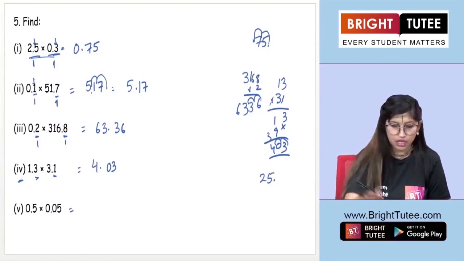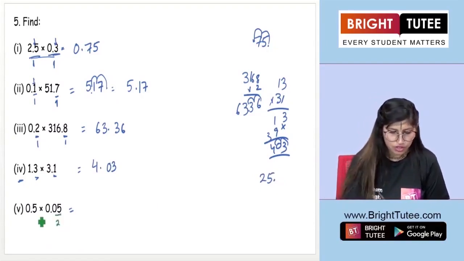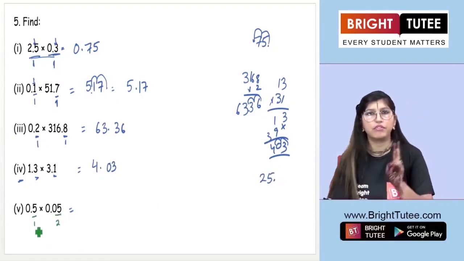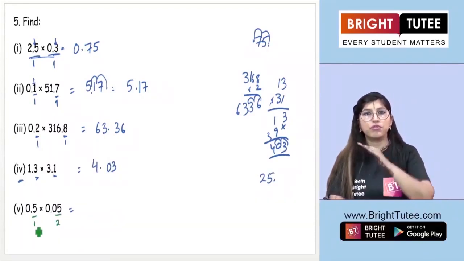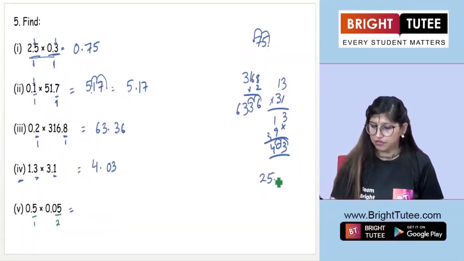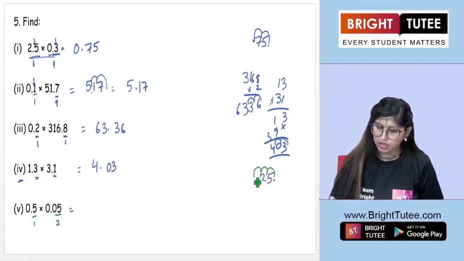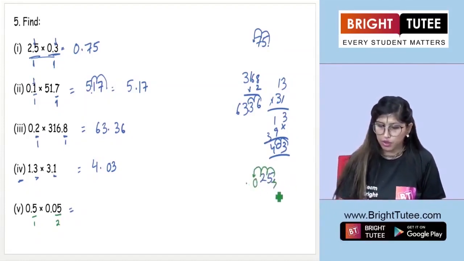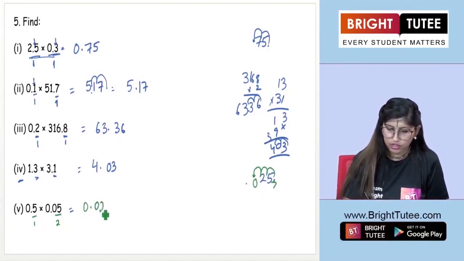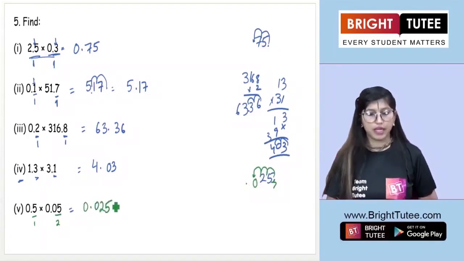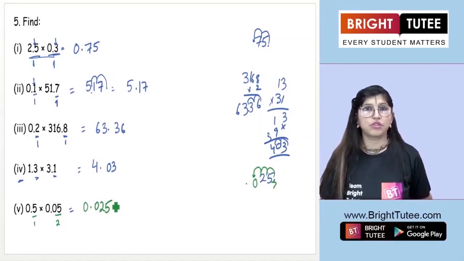Multiplying 5 and 5, which is 25. The decimal will be here and 2 places over here and 1 is here. So we have a total of 3 digits. So we'll move 3 places to the left. So 1, 2 and there should be another place. So we'll write it as 0 and the decimal over here. So what do we get? 0.025.